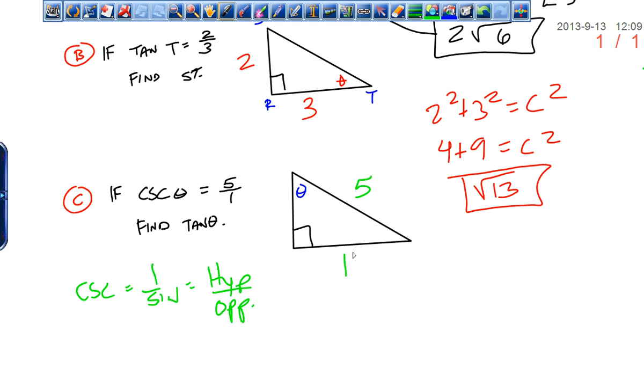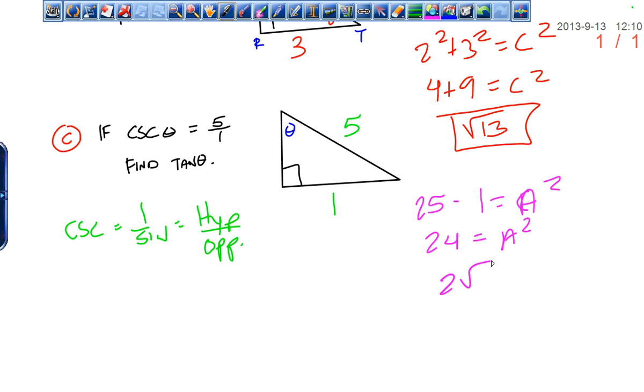If I want to find tangent of theta, do I have enough information to do that right now? I need the adjacent one, right? This is given in the problem. Good question. Pythagorean theorem is probably necessary. So a squared plus b squared is c squared. I'm going to be doing 25 minus 1, which is going to give me my b. So 24. We already found that. It's 2 square root of 6.